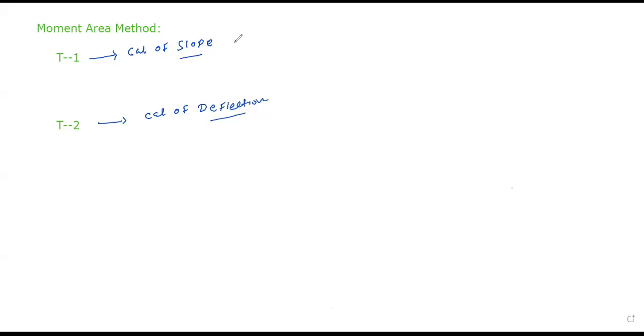So whenever we are calculating the slope, we will calculate the area of M divided by EI diagram between 2 points. Which 2 points? We will discuss in the numerical example. Okay. Keep in mind, to calculate slope, we will consider the area of M by EI diagram between 2 points. Which 2 points? We will discuss in the numerical problem.